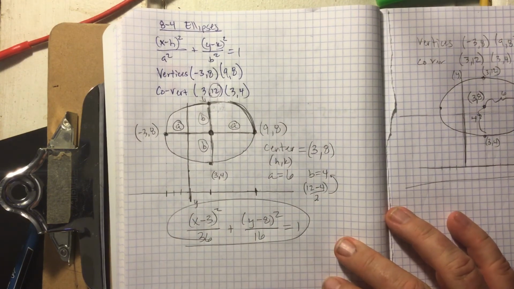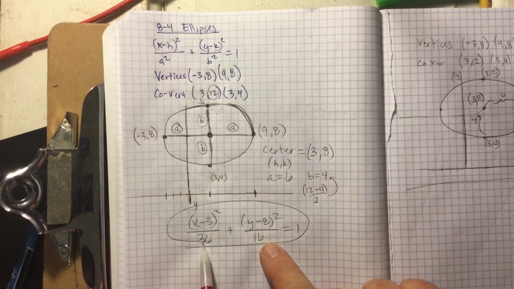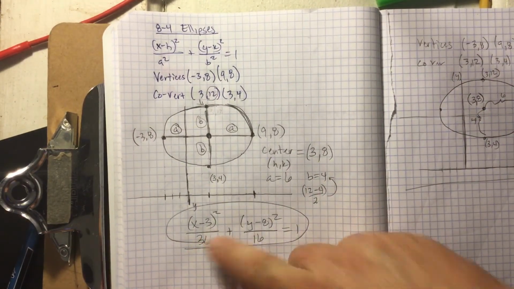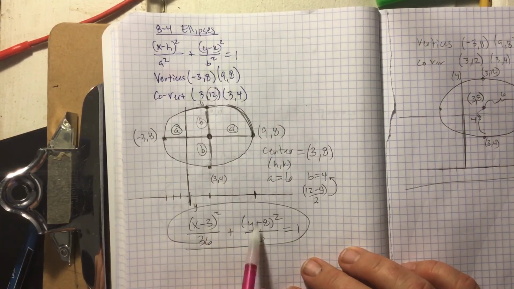That's ellipses for you. And so if this was turned sideways, these two numbers here, 16 and 36, would be switched. So if the long side goes for the Y, the A, or the major axis, goes underneath the Y's.